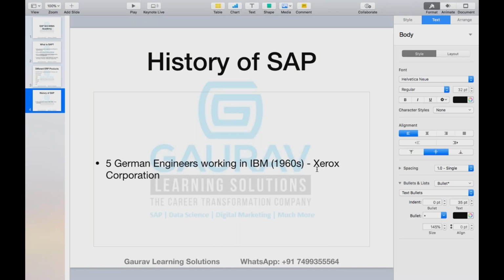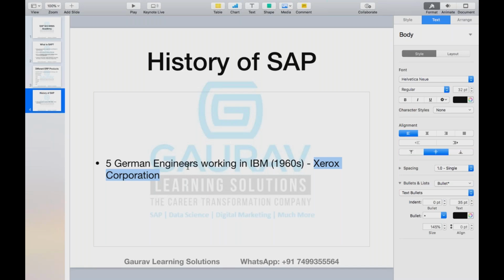So these 5 German engineers started working on this project. During the project itself, after a few months or a few years, due to some reason, Xerox said, I am no more interested in this product. Maybe the project was delayed, or maybe Xerox had something else in mind, or maybe Xerox already got some other product. We are not worried about that. Just remember, due to any reason, Xerox stopped the project and said we are no longer looking for it.